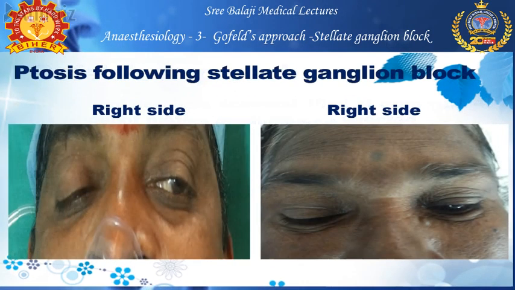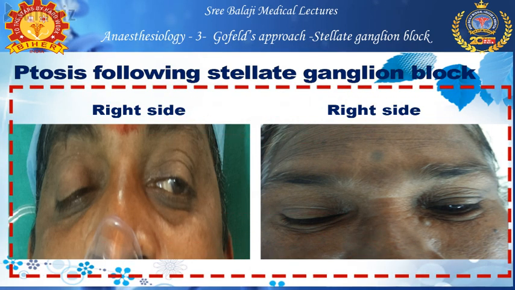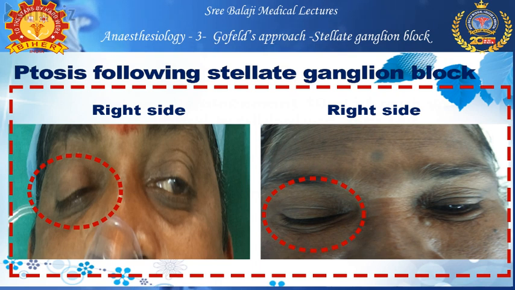Ptosis following stellate ganglion block. See, we can see the ptosis in both these patients. The block was performed on the right side and the patient has developed ptosis.